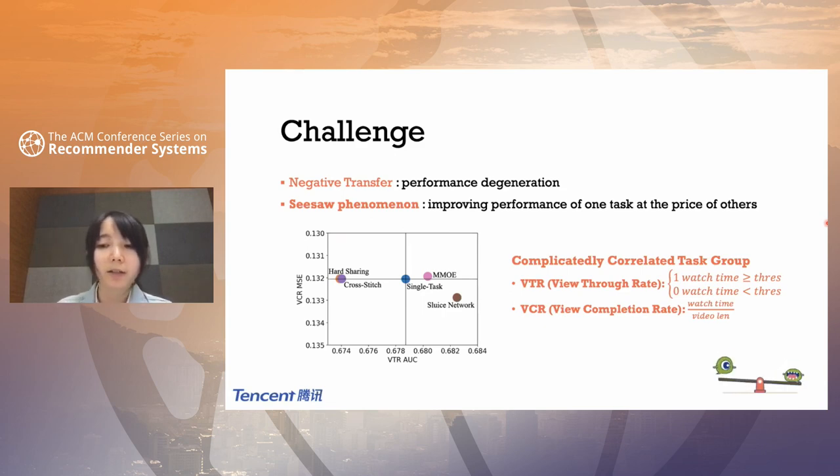In this figure, the single task model is located at the intersection point. Models closer to upper right perform better. We can see that no one model lies in the first quadrant completely. In other words, improving VCR or VTR often deteriorates the other task. In addition to VCR and VTR, there are many complex task groups in recommender systems, as human behaviors are subtle and complex. Therefore, it is critical to design a more powerful and efficient model to handle complex correlations and eliminate the seesaw phenomenon.